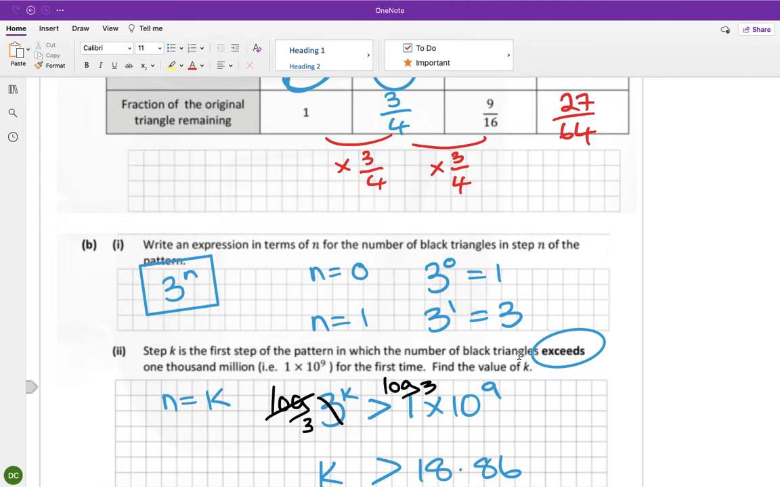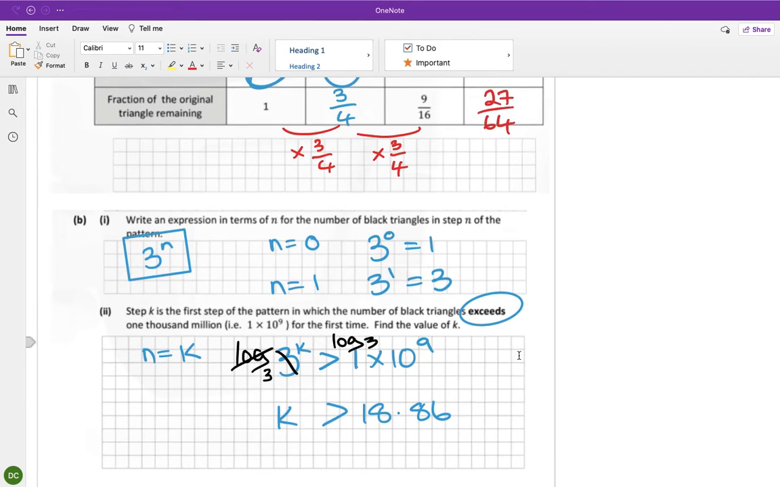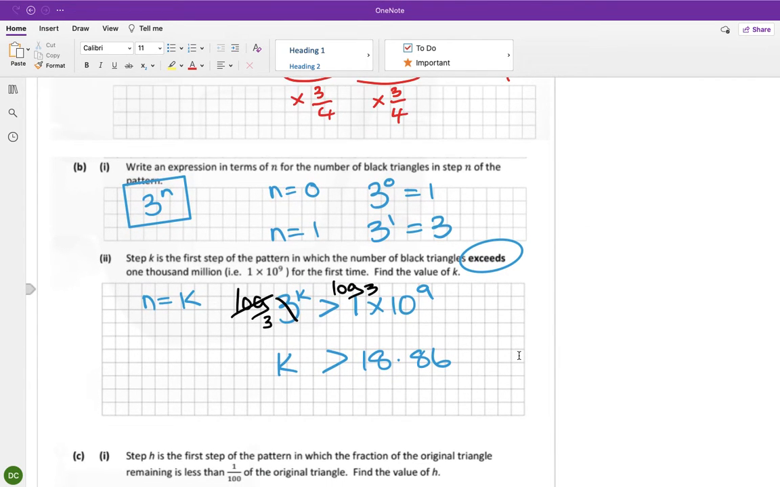So step K is the first time. So it says K is greater than 18.86. So we'd have to assume K is 19. Yeah, so I'm going to try that. 3 to the 19. So I'm getting 1,162,261,467. Is that 10 to the 9? 1, 2, 3, 4, 5, 6, 7, 8, 9. 1.16 by 10 to the 9.